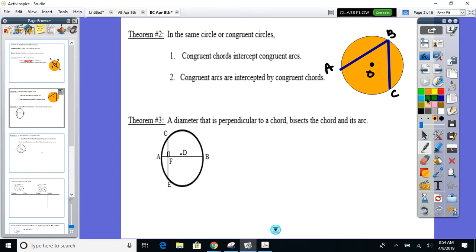And again, mark the chords congruent with hash marks. Second theorem. If the chords are congruent, so are your arcs. So in my case right here, since chord AB and chord BC are congruent, that tells me arc AB is congruent to arc BC. Again, whatever letters you use, please use them.